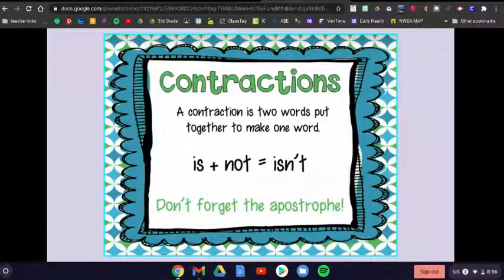The extra noise you hear is me typing in the chat box these sentences that we're talking about so you can see what it looks like.